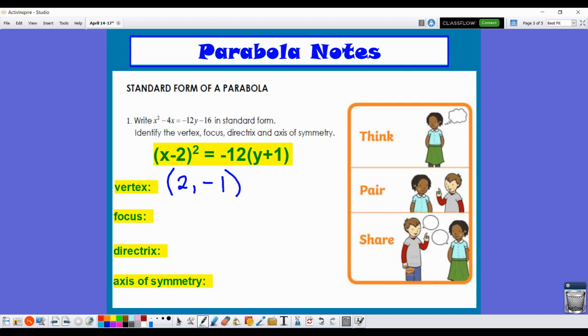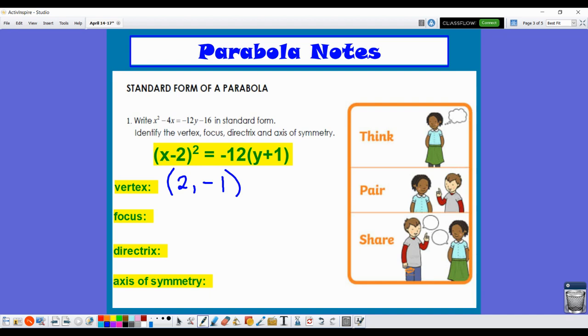Because remember, my formula has a subtraction sign, x minus h squared equals 4p times y minus k. So I know that the y value has to be a negative 1 because minus a negative will give us the y plus 1 value. So my vertex is now at 2, negative 1.